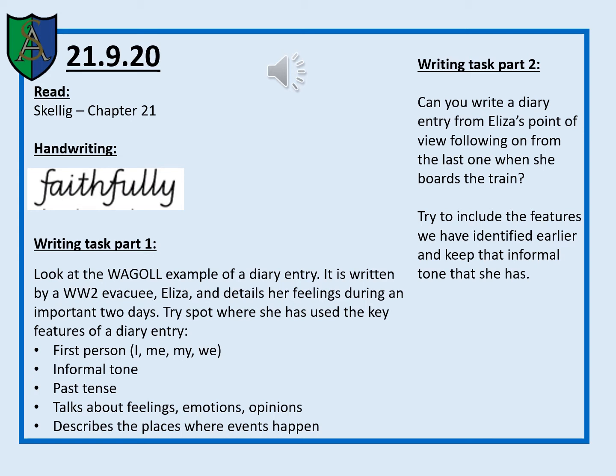Try and include the features that we've used, so make sure you're writing in the first person. So you are Eliza now, so you're saying I did this, I did that, I felt this. Talk about emotions and opinions, what an emotional day it would have been for her, and make sure everything is structured in the past tense. When you're writing about this as Eliza, it will be at the end of her day, and obviously all of these events will have already happened. I'd expect that to be at least half a page long.